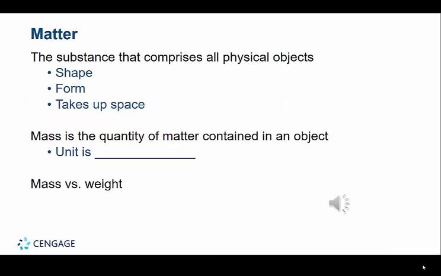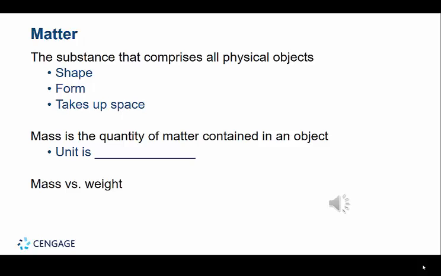Hopefully some of the things we're about to talk about will refresh your memory from old physics courses you may have taken. So first we're going to talk about matter. It's the substance that comprises all physical objects. It has a shape, takes form, and takes up space. Mass is the quantity of matter contained in an object. And the unit that measures mass is the kilogram.